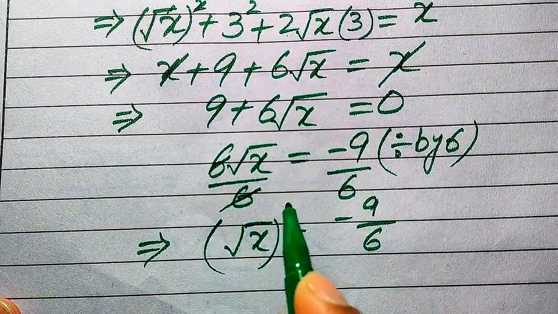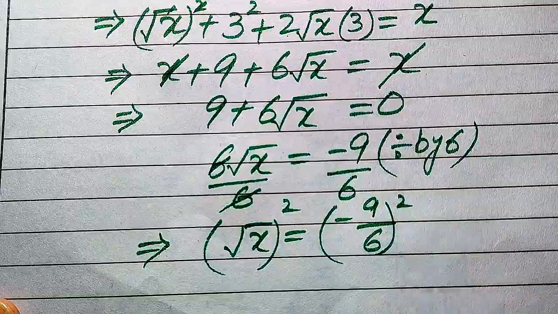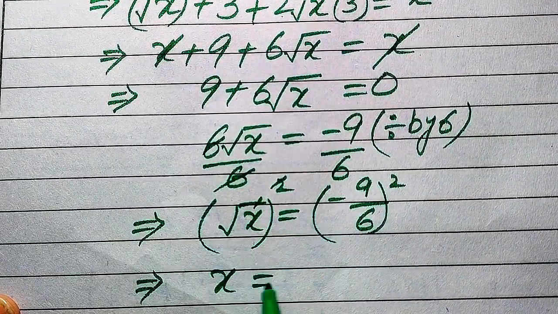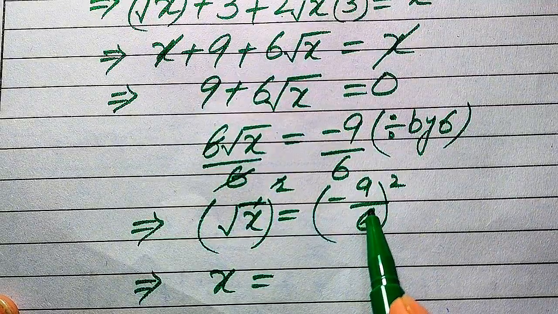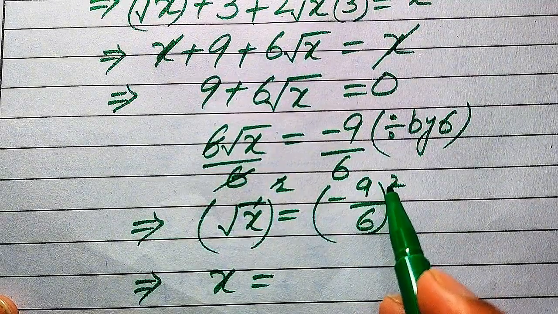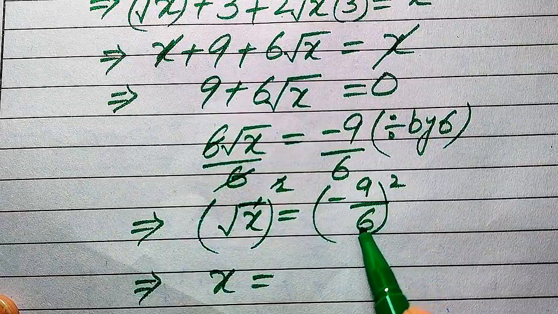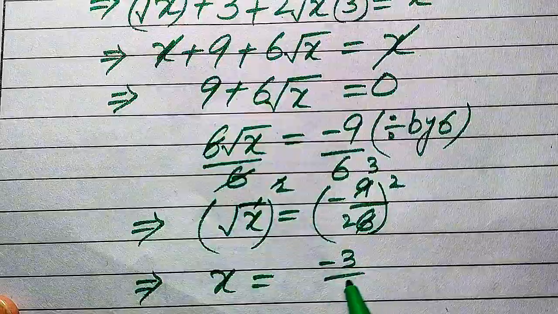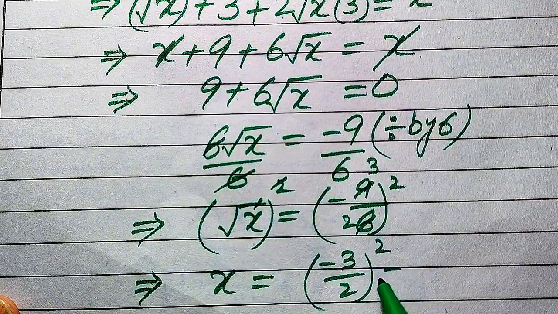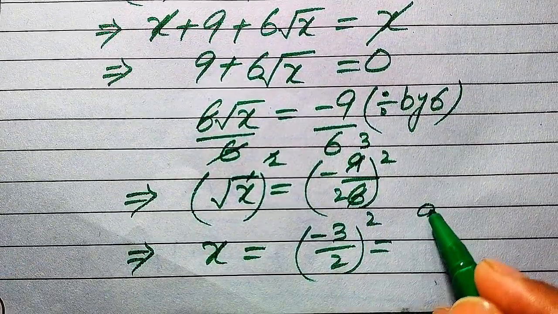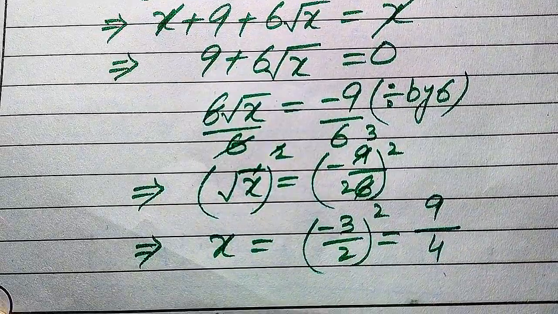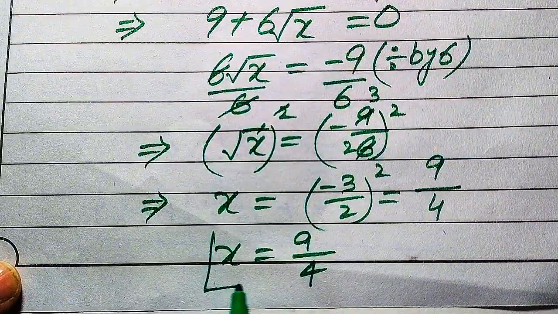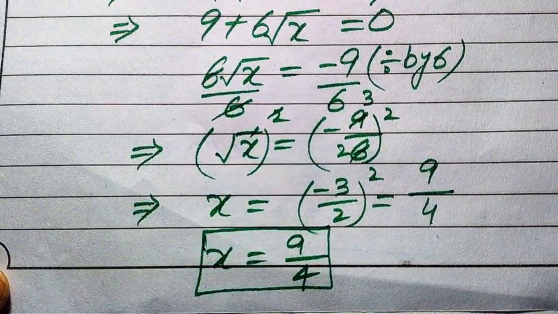So here we need to take squaring on both of the sides in order to get the value of x. This 2 and this square root cancel out by each other, and we get x is equal to minus 9 over 6 whole square. Here we need to cancel these terms: 3 times 3 becomes 9, and 3 twos are 6, and we get minus 3 over 2 whole square. We know that minus 3 square becomes 9 and 2 square becomes 4. So we easily get the value of x is equal to 9 divided by 4. So this is the only one value of x.